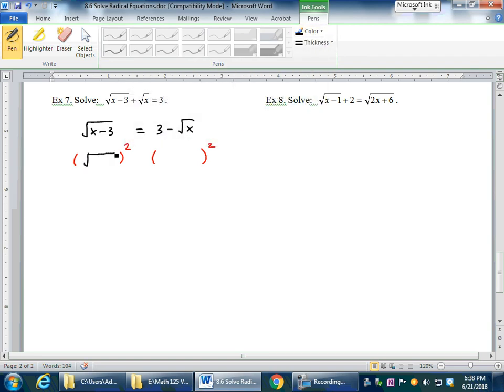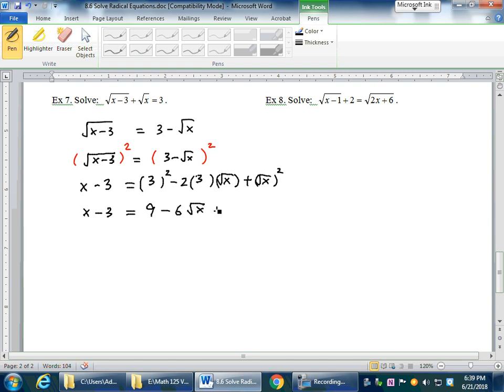So this gives us square root of x minus 3, quantity squared, is equal to 3 minus square root of x, quantity squared. On the left-hand side, square root and square cancel out, so I will get x minus 3 equal to, on the right-hand side, I will use the shortcut formula: first squared minus 2 times first times last plus last squared, which is 3 squared minus 2 times 3 times square root of x plus square root of x squared. Simplifying further, that gives me x minus 3 is equal to 9 minus 6 square root of x plus x.